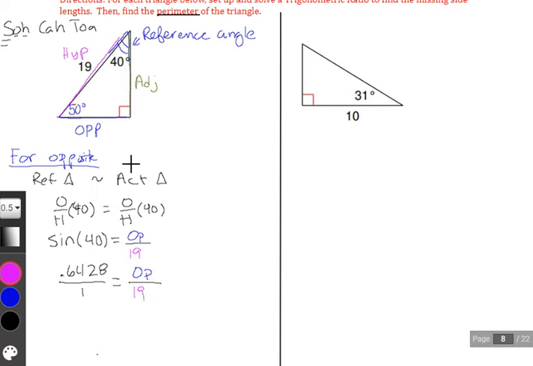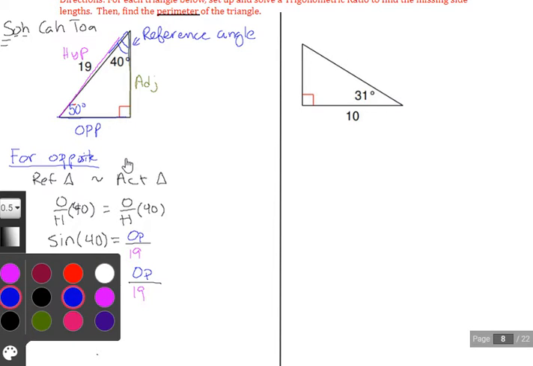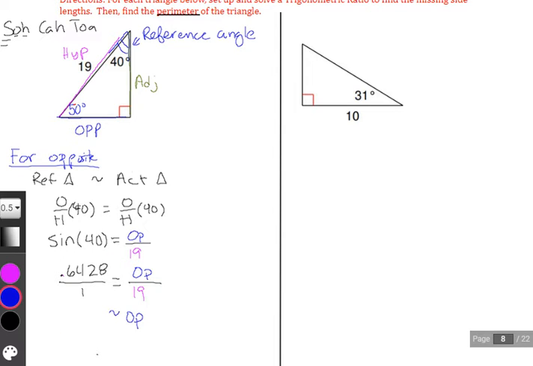Okay, I'm really short of room here, guys, so I'm not going to show the steps of cross multiplying. I'll just jump right to the answer. So my opposite side is going to be 12.213, approximately 12.213. Okay. Now I have one side now.